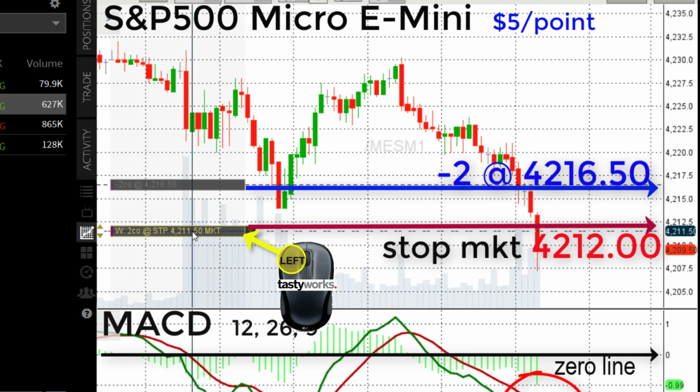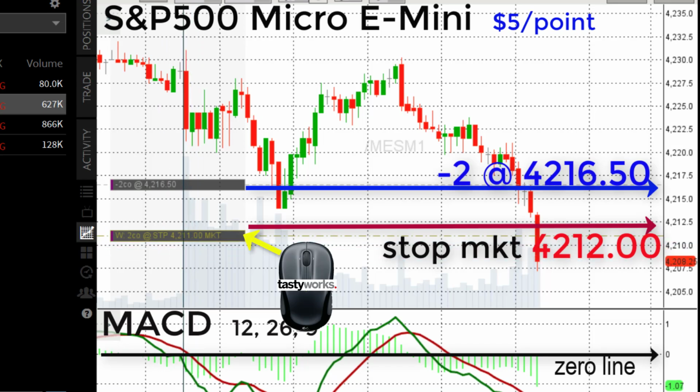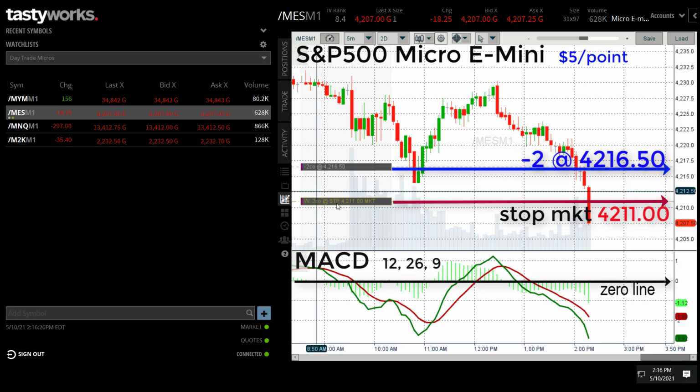And I decide I'm not going to give this money back unless I absolutely have to. So what I'm doing is moving the stop once again with the left click and drag there. This time I'm going to move it down to 42.11. So I've locked in $55, 5.5 points of profit here. And this thing's really getting momentum now.